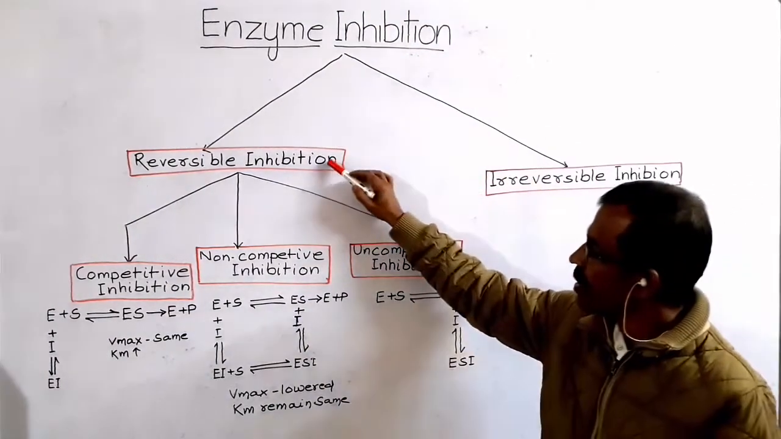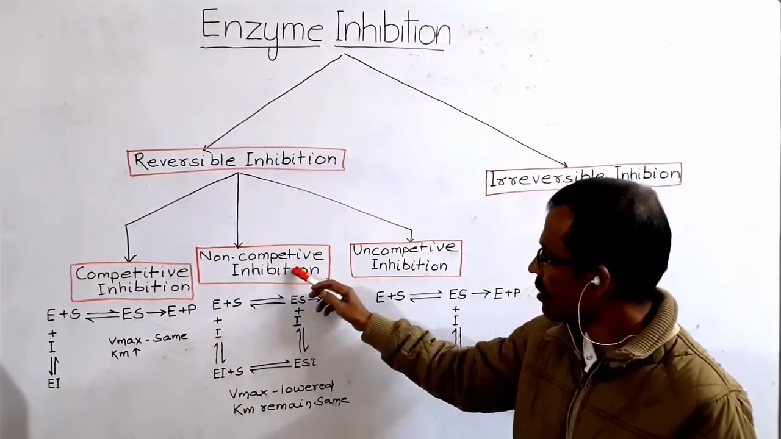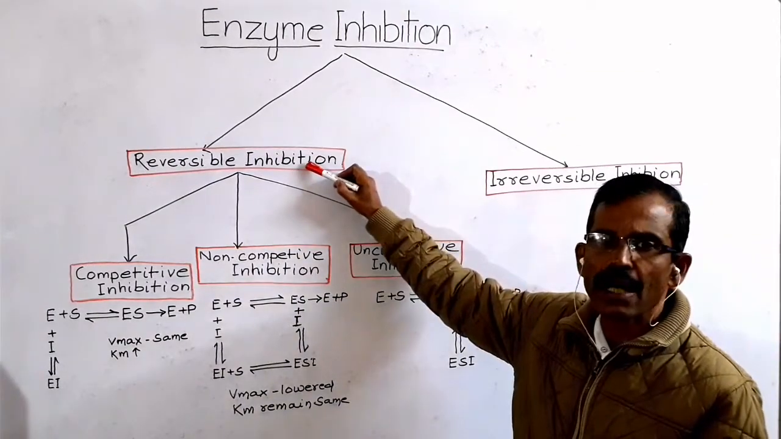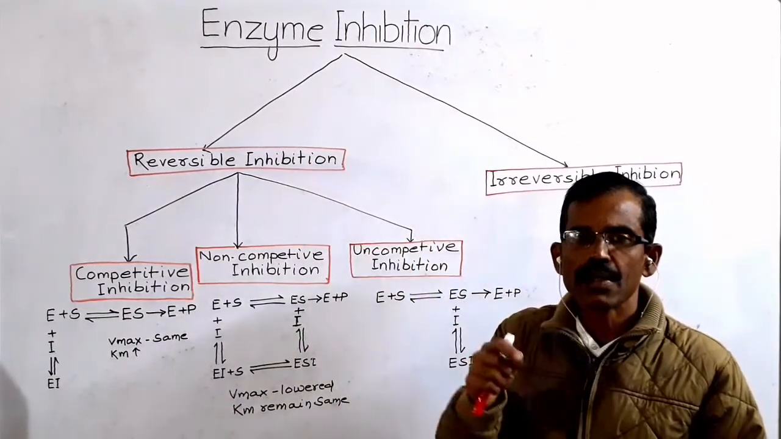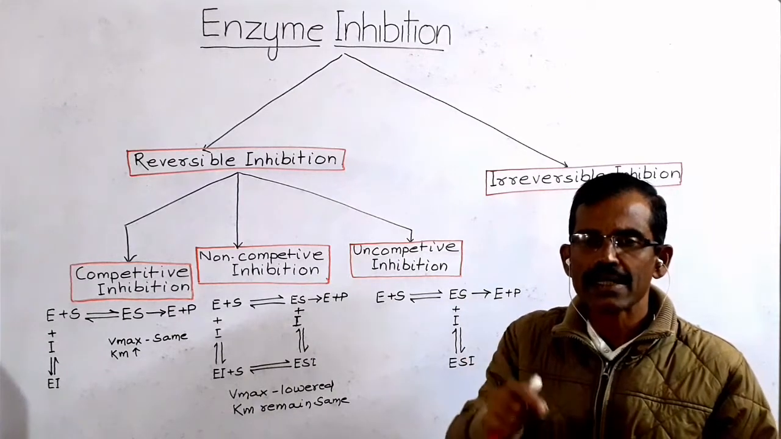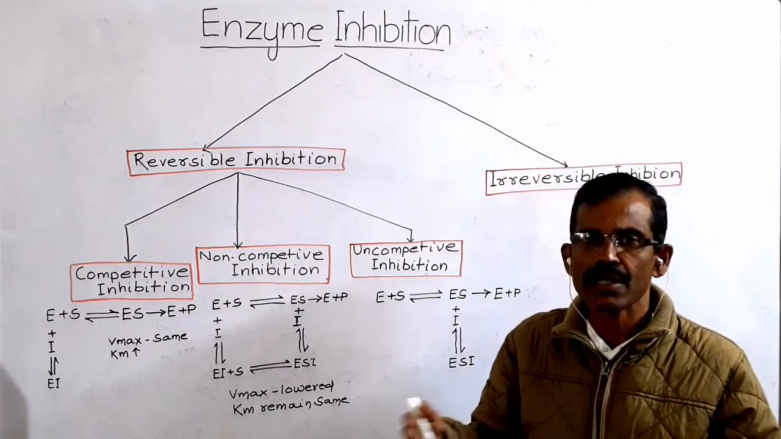Reversible inhibition can be competitive, non-competitive or uncompetitive. In this type of enzyme inhibition, the inhibitor forms weak, non-covalent bonds with the enzyme. As a result, the inhibitor is easily dissociated.